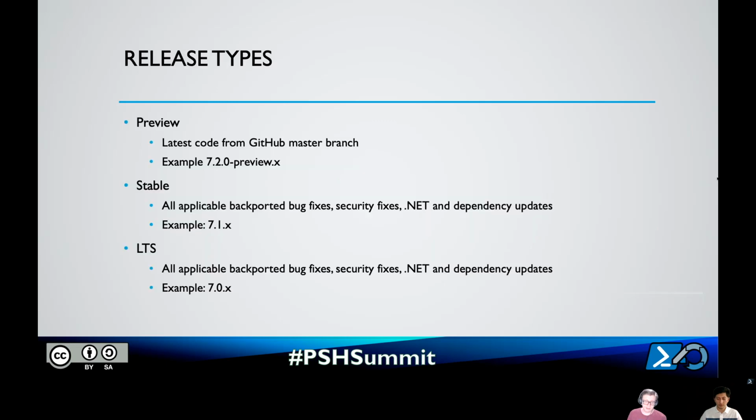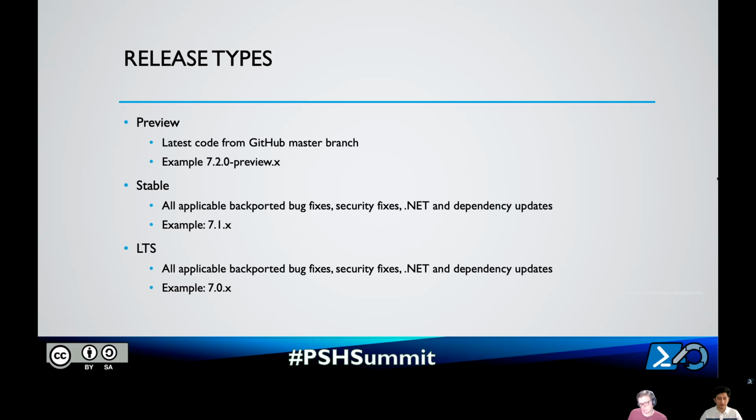So let's talk about the different types of release we have. We have preview releases, which are done monthly, and they're done off of our master branch. These are things like, currently, 7.2.0 preview 4. Then we have a stable release. We backport all applicable bug fixes. Security fixes are always taken.